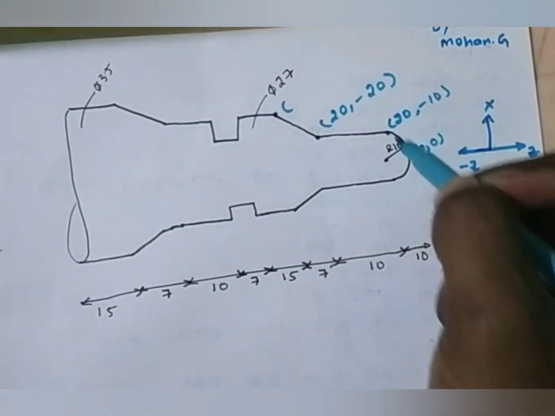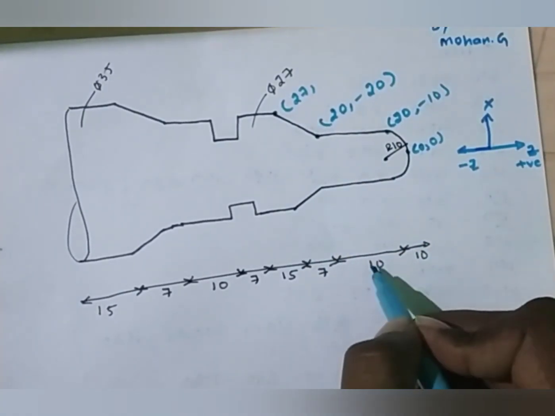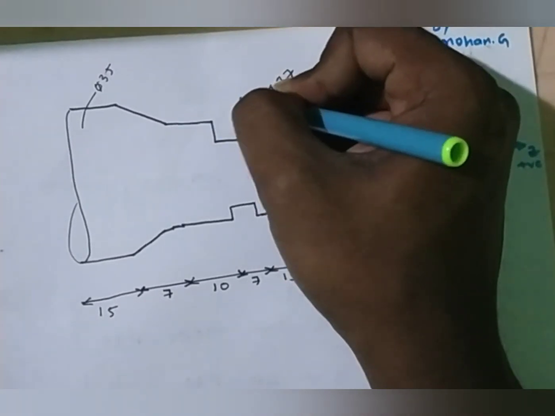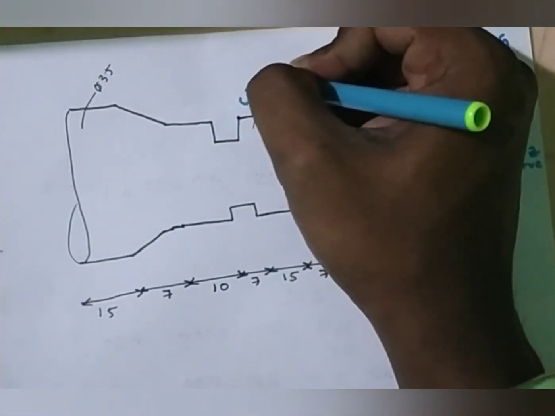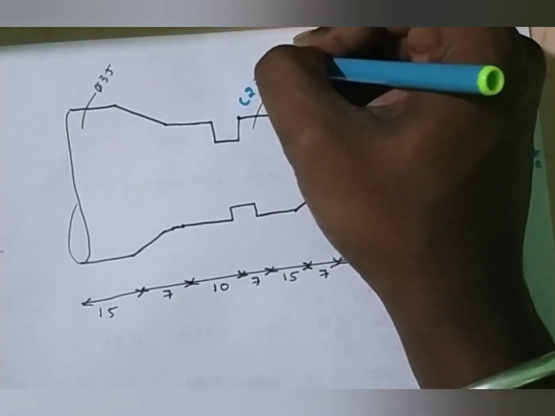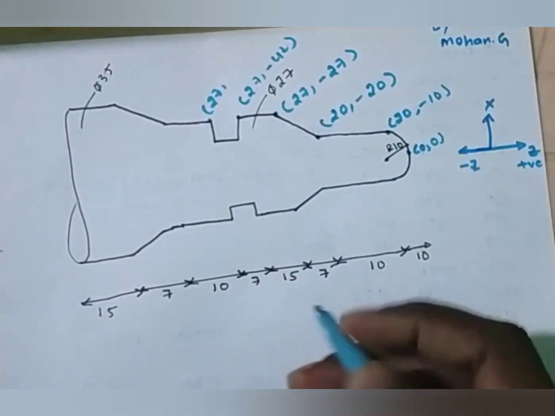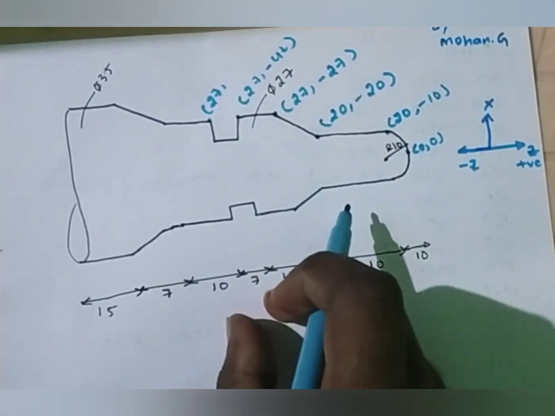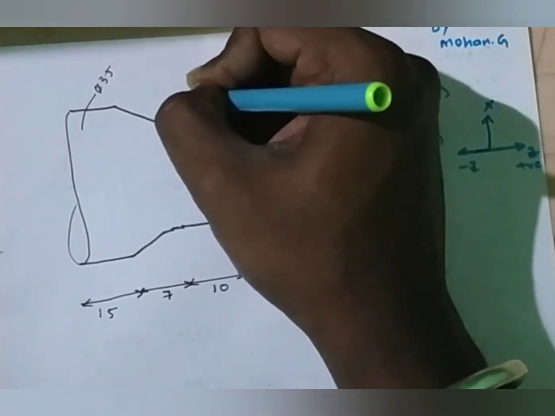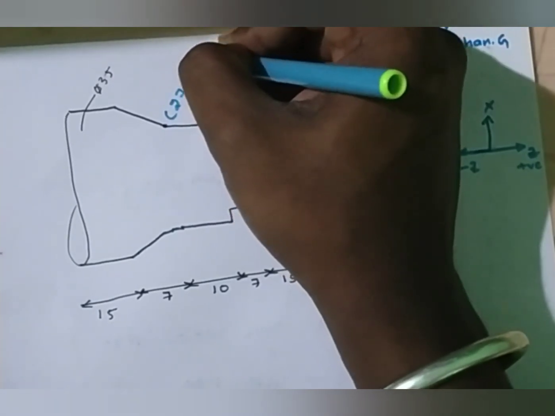At this point the diameter is 27, and the Z value is 20 plus 7, minus 27. At this point the diameter is again 27, and the length is 27 plus 15, that is minus 42. At this point the diameter is the same, 27, and the length is 42 plus 7, that is minus 49. At this point the diameter is again 27, and the length is 49 plus 10, minus 59.